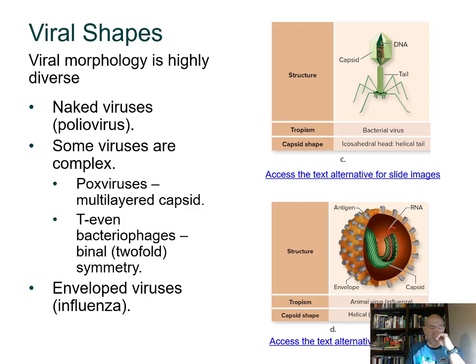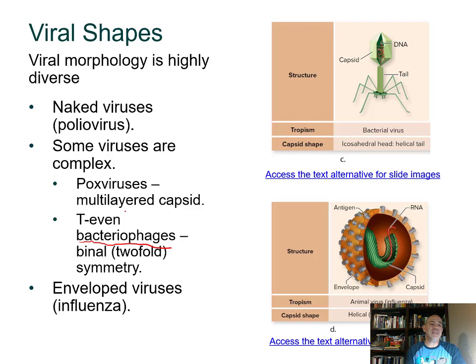The viruses may be naked, which means they're not going to have an envelope that they get from the host cell. An example is the polio virus would be naked. Some viruses are going to have very complex capsids. The pox virus, for example, is a multi-layered capsid. And then you have the viruses that we generally call bacteriophages, which translates to bacteria eaters, because they infect bacteria, and then when they emerge, they kill them.